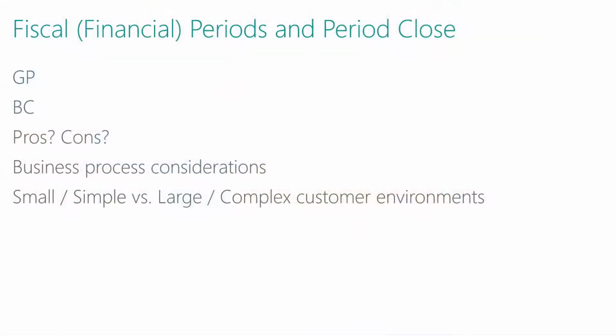Let me just pull up that slide here. Okay, so here I just put fiscal, financial periods, and period close. And in the US, we call them fiscal periods, but Gavin was explaining that in his UK localized version of Dynamics GP, it's referred to as financial periods. And also we'll be discussing the concept of period close and what that means in GP versus BC.